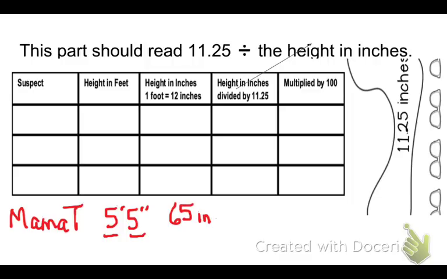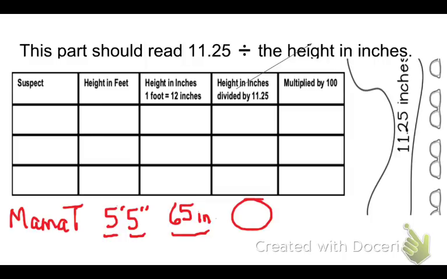When this paper was created, there's a part up here that was incorrect. This part up here, you should see that I changed it. It should read 11.25 divided by the height in inches. So using a calculator, or if you want to do it on your own, on scrap paper or something, you take 11.25, then the divide sign, and then the height in inches, which mine would be 65 inches. And you should get a number, and that number goes in this box here.